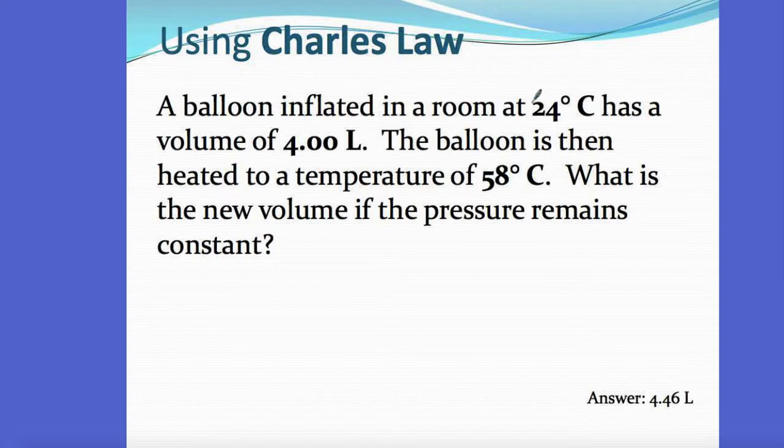All right. So we're going to do our equation. We said V1 over T1 equals V2 over T2. What if we have a temperature of zero? Is that okay? Can we divide by zero? No. We cannot. It's undefined. Okay? And if we have a negative, it won't be proportional to what kinetic energy is. So we must use Kelvin.